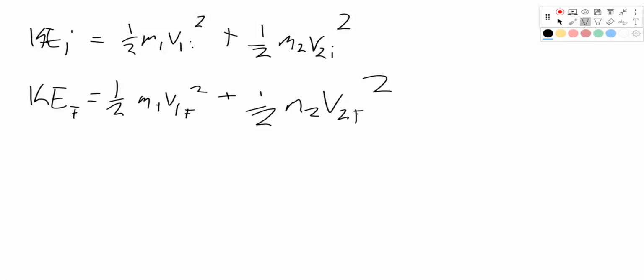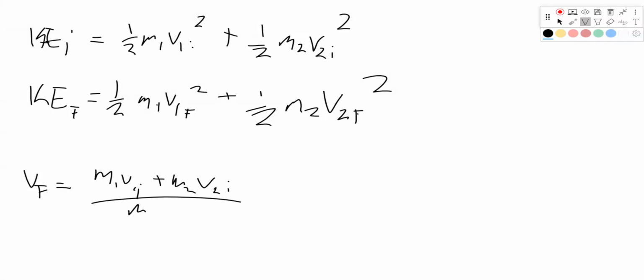So we then need instead to solve for the final velocity, which coincidentally happens to be what we did in our first example problem. So we're going to go ahead and just recycle that equation that we had before to get velocity final, right? Where we said we're using mass of 1, velocity of 1 initial, plus mass of 2, velocity of 2 initial, all divided by mass of 1 plus mass of 2.